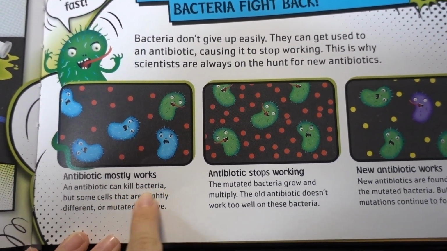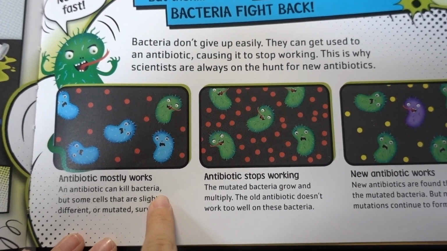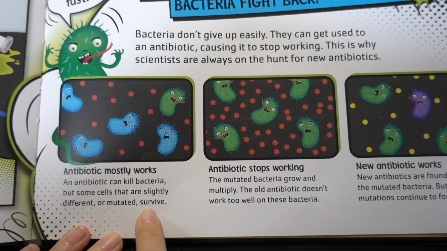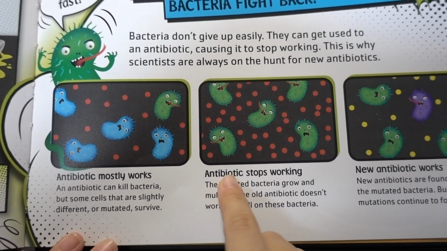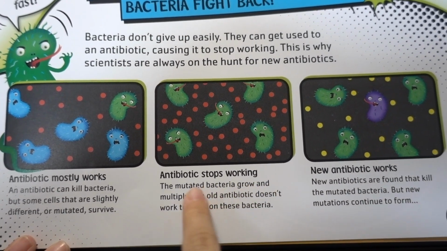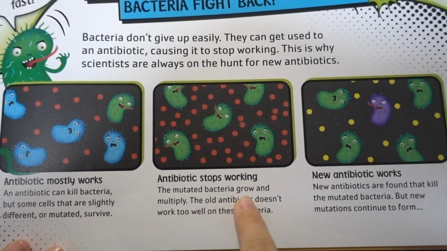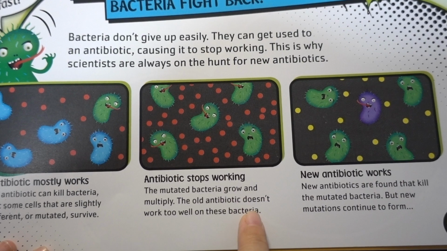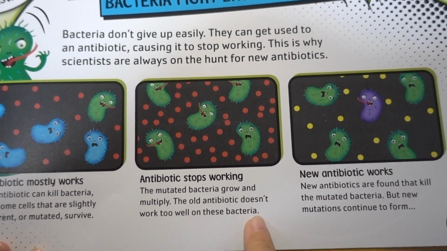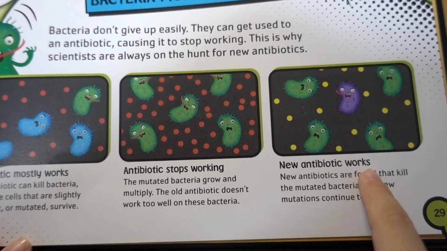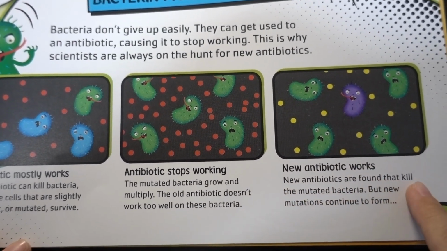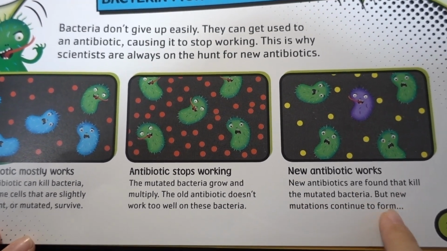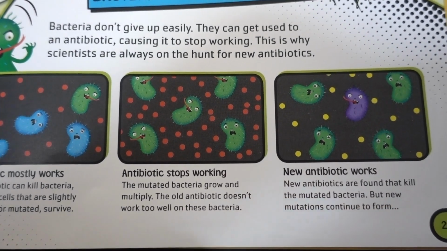Antibiotic mostly works. An antibiotic can kill bacteria, but some cells that are slightly different or mutated survive. Antibiotic stops working. The mutated bacteria grow and multiply. The old antibiotic doesn't work too well on these bacteria. New antibiotic works. New antibiotics are found that kill the mutated bacteria, but new mutations continue to form.